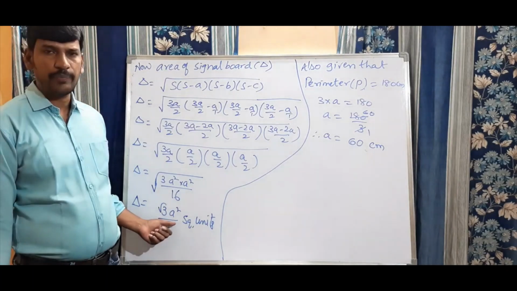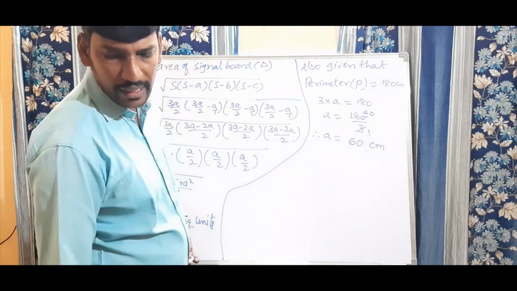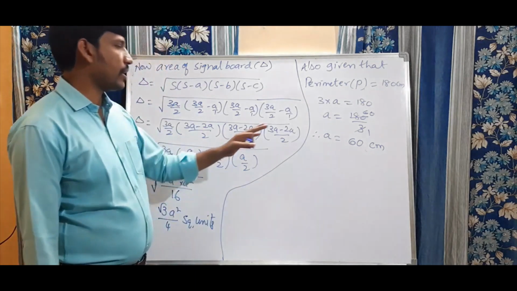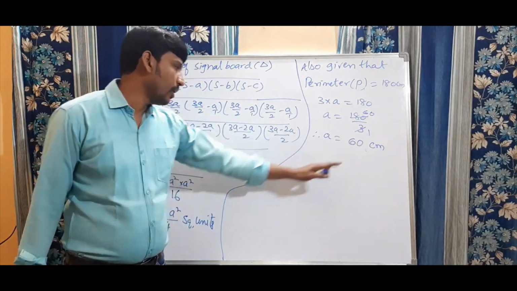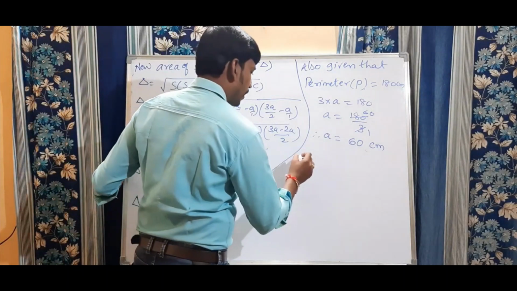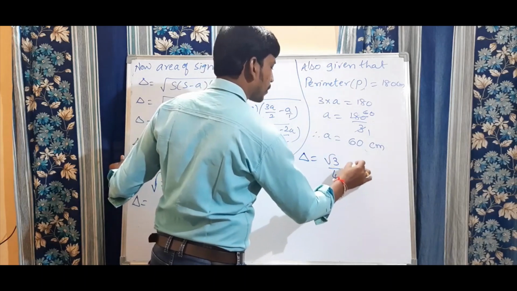Can I substitute here? You will get it easily. They are asking to just find the area of the signal board when the perimeter is given. So I got A equal to 60 centimeters. This 60 value, A value, can be substituted in this delta. You will get the solution easily. So now we know that delta is equal to how much it is? Root 3 by 4 A square.